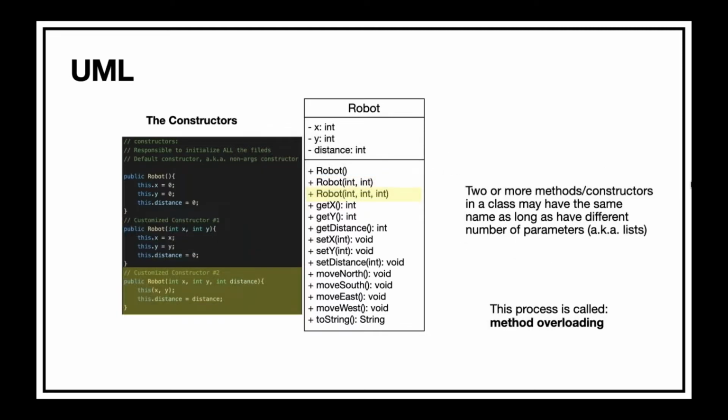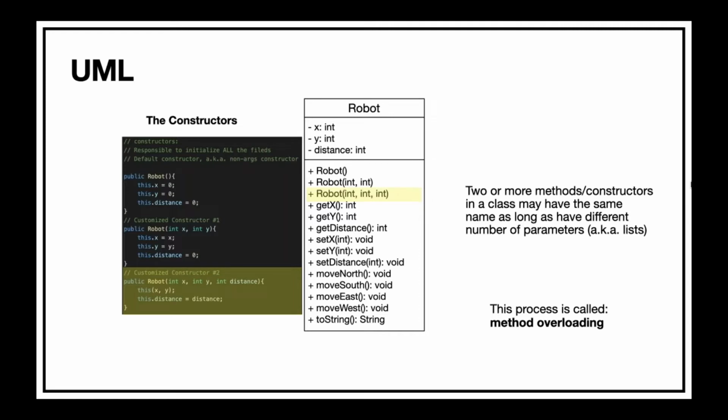We can also have another customized constructor when we provide all the fields. Notice that here we have x, y, and distance as parameters. But also we have a constructor that initializes x and y in this class, which is the customized constructor number 1. That's why in this line, we use this(x, y). That invokes that particular customized constructor number 1.